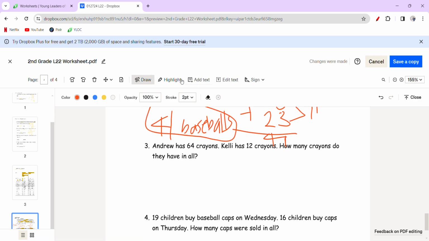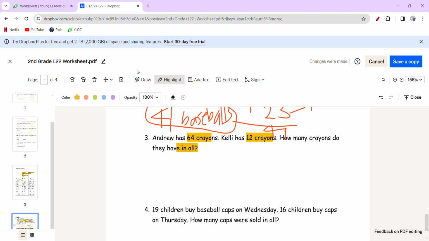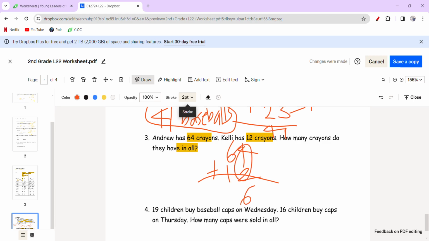Last question. Andrew has 64 crayons. Kelly has 12 crayons. How many crayons do they have in all? Okay, so we would just add again. 64 plus 12. Looking at the ones place, 4 plus 2, we do not need to regroup, so we'll just put down the 6. 6 plus 1 is 7. So your final answer would be 76 crayons.